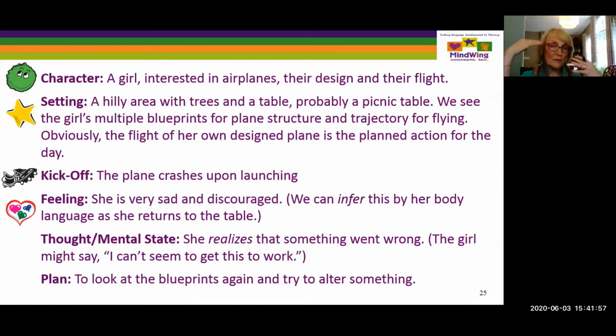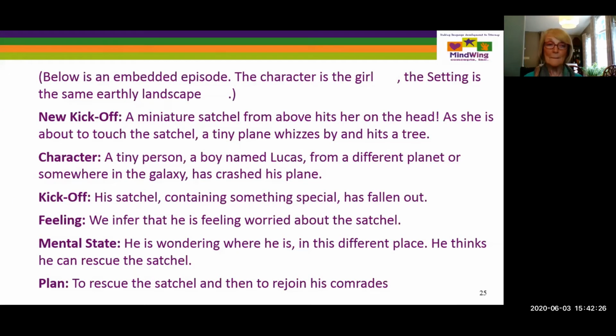And if we infer her mental state, and I call it infer, but if we do that, we talk about certain words like, what does she realize? What does she remember? What does she know? She realizes that something went wrong. And she might say, I can't seem to get this to work. We can kind of see her almost thinking that. Her plan is to look at the blueprints again and try to alter something.